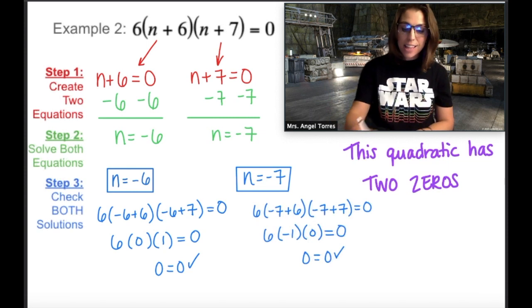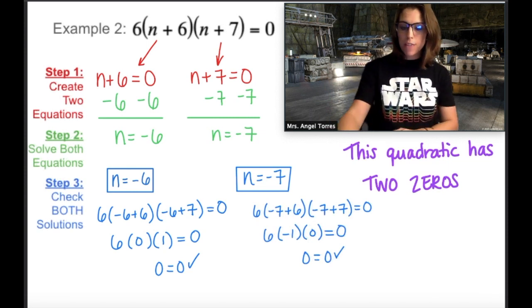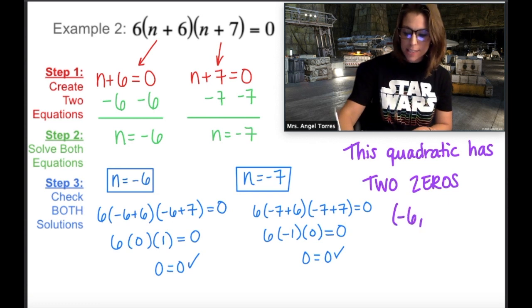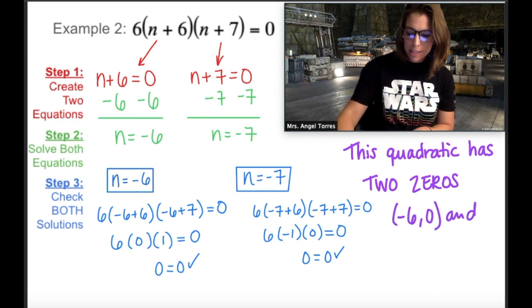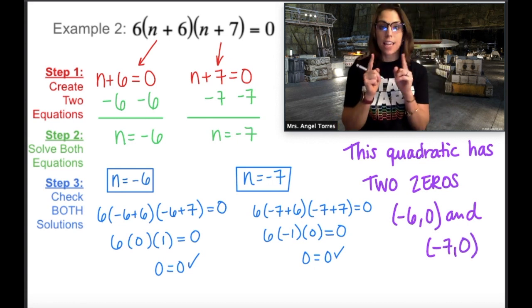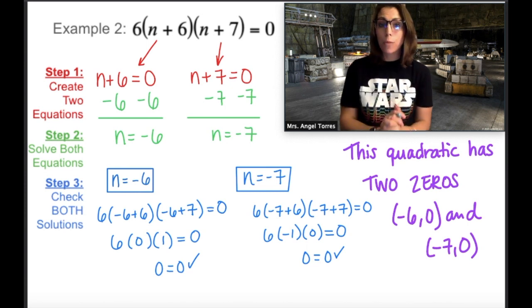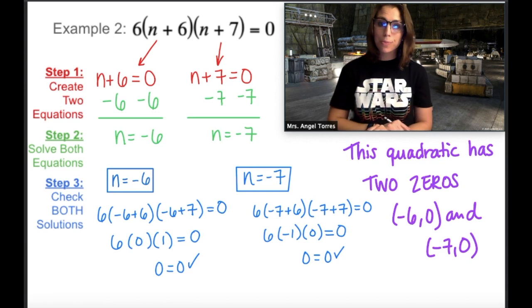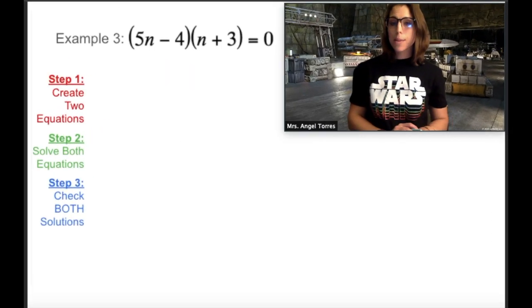Again, this means that the quadratic we were given has two zeros. They are (-6, 0) and (-7, 0). So imagine a parabola crossing the x-axis at -6 and -7. The vertex is somewhere in between. And now we have successfully solved example number 2. On to example number 3.